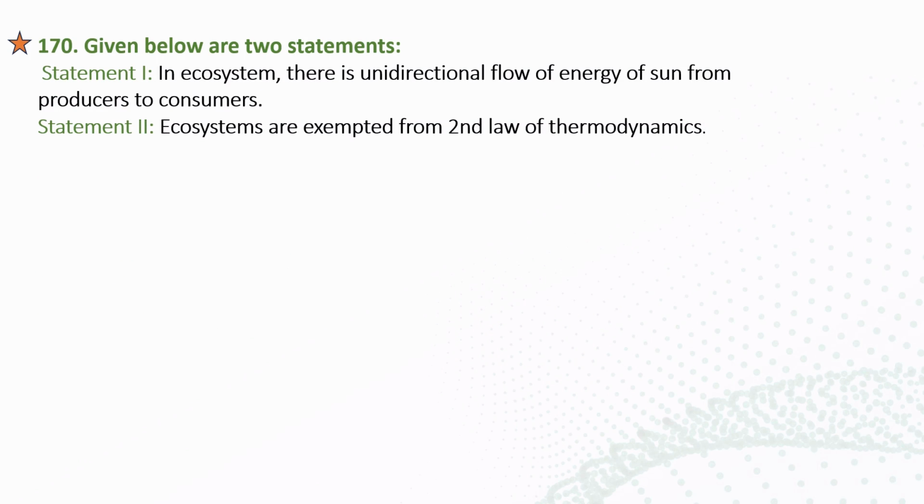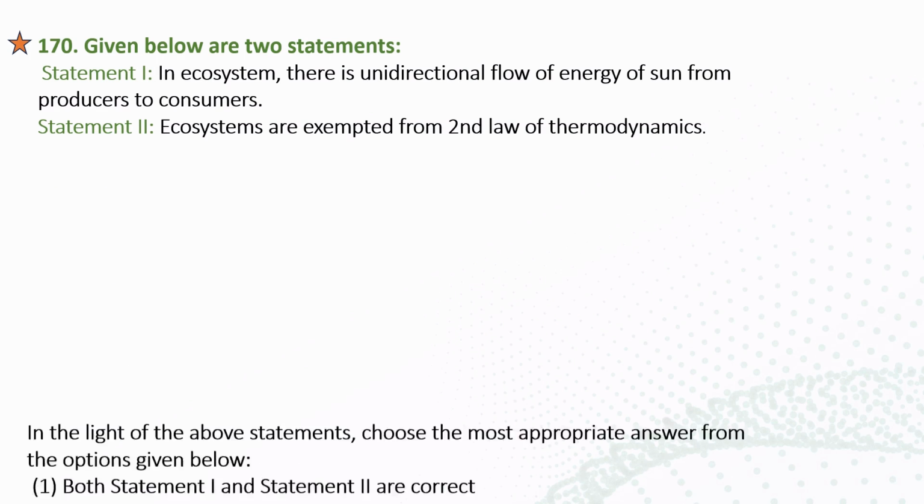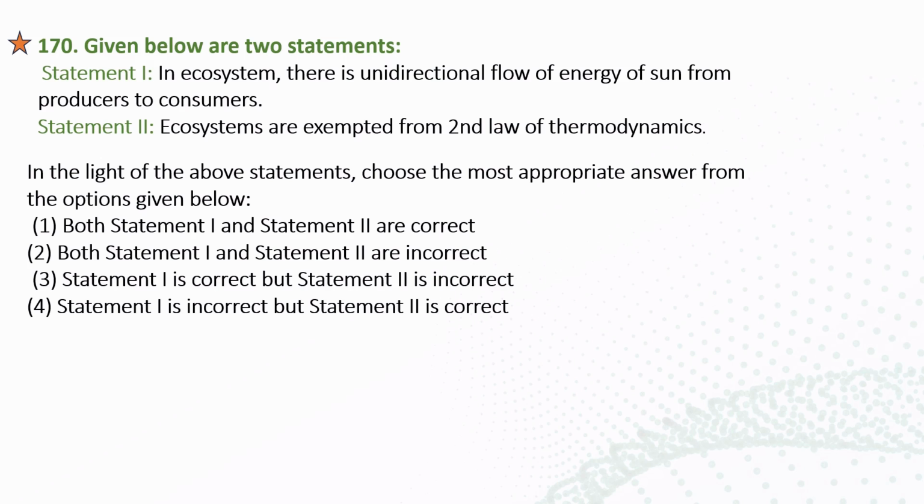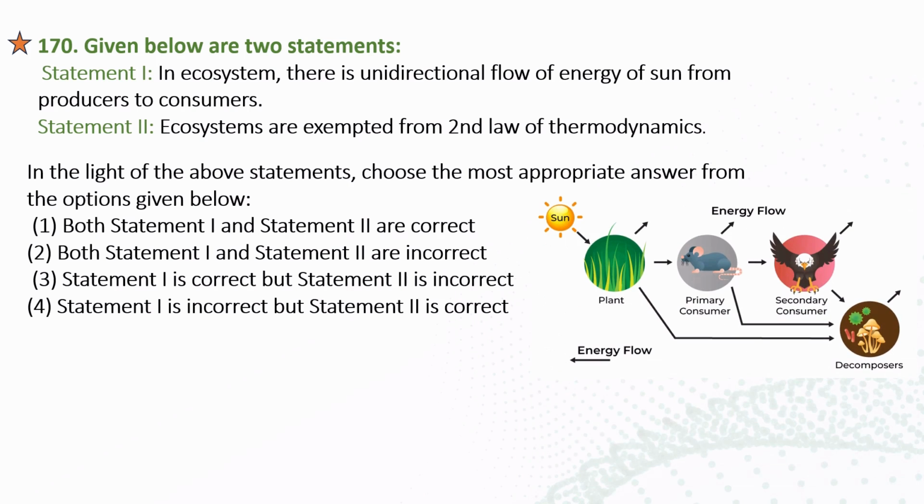Okay, we'll move on to the next question. Here you can see that there are two statements given in this question, which came from ecology itself. As I observed, there are so many questions coming from ecology in this paper actually. They have given two statements. In the first statement, they have said that in an ecosystem there is an unidirectional flow of energy of the sun from producers to consumers. In the second statement, ecosystems are exempted from the second law of thermodynamics.